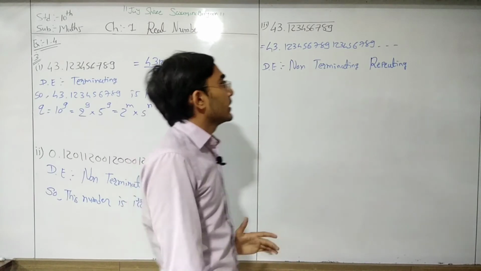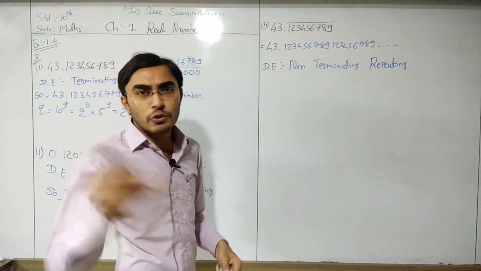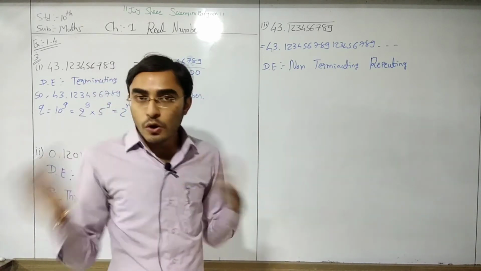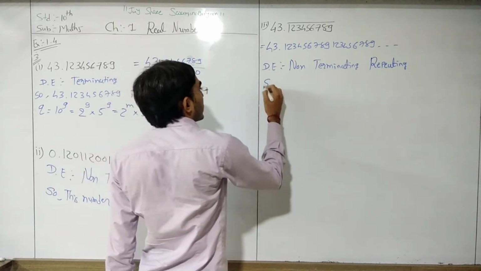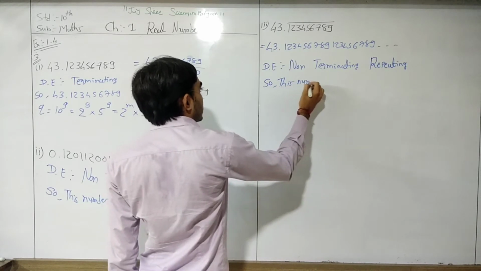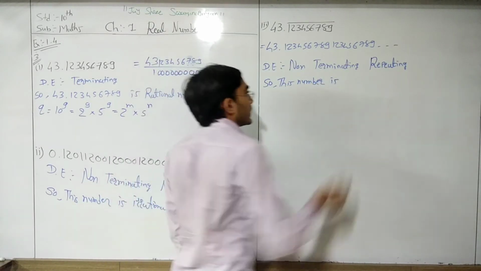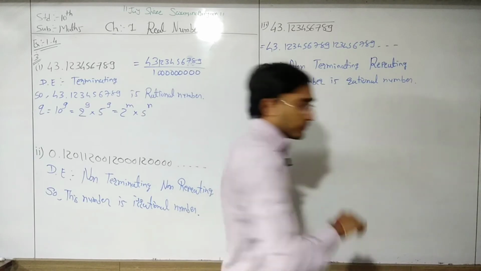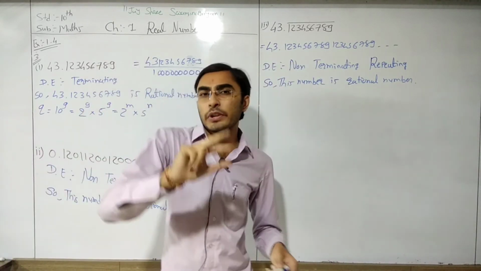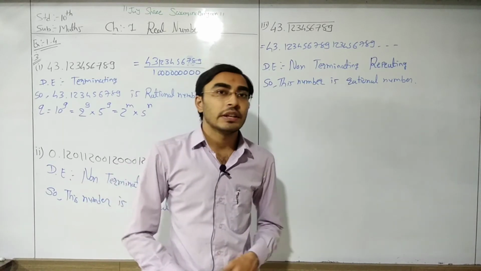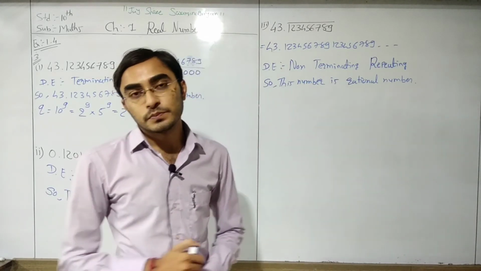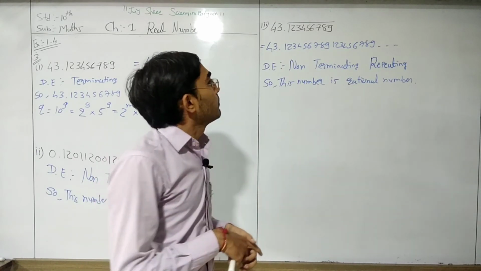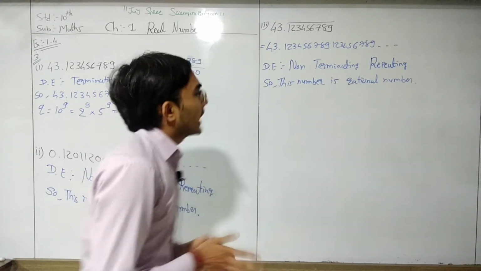So here we have the form non-terminating repeating. Is this number rational or irrational? Rational, right? Because non-terminating repeating means a rational number. We already learned these things in our theory part. So this number is a rational number. Now, if this number is rational, we can represent it in the form of p by q, and we need to write the form of q. We can directly write the form of q.